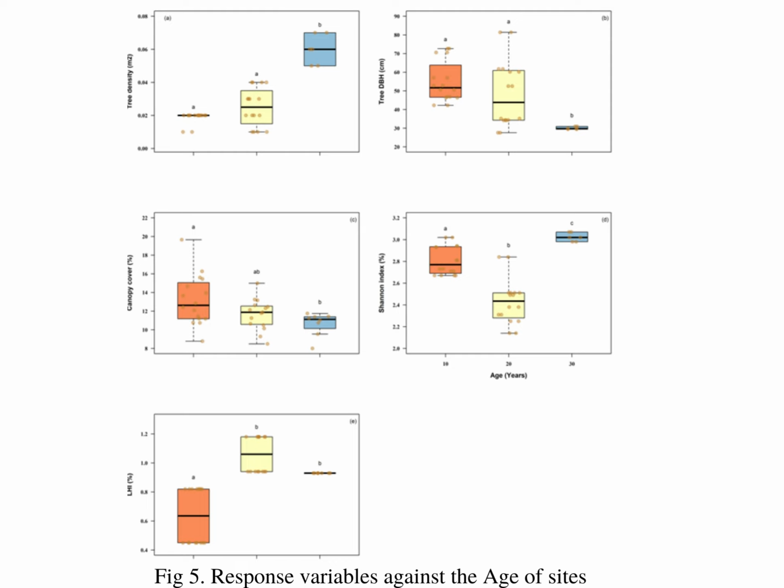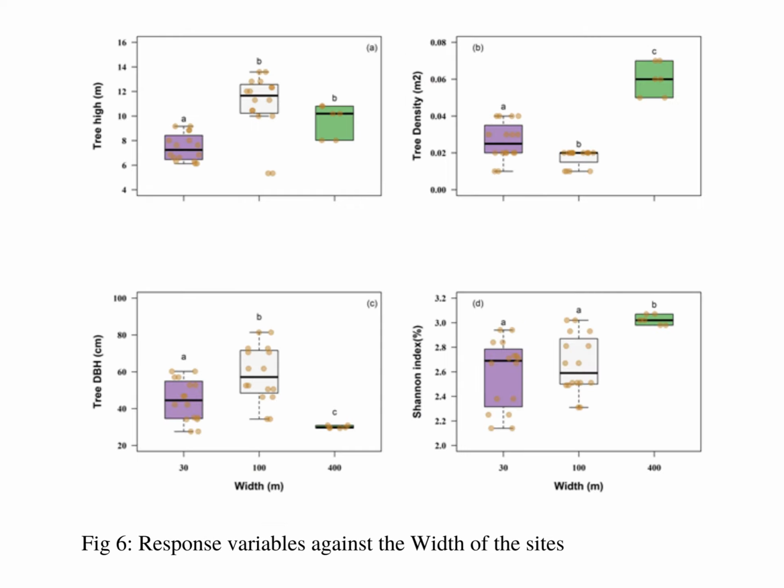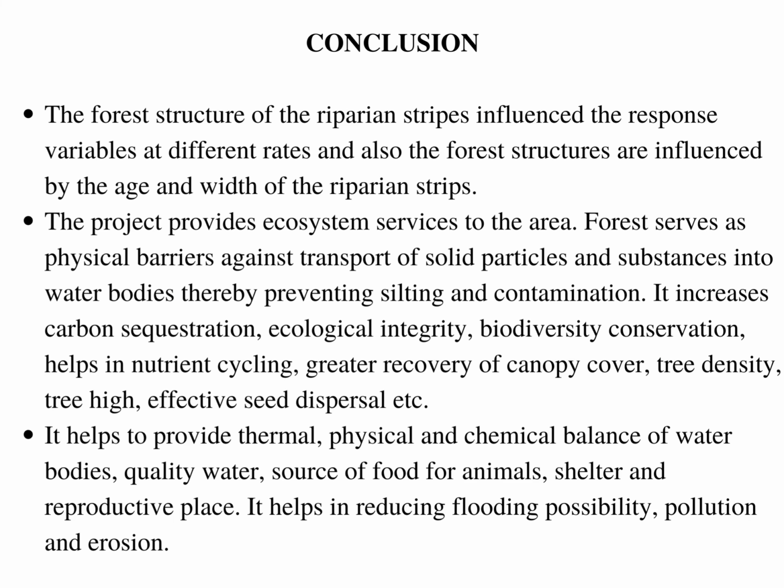The older areas produce the highest Shannon, and the highest landscape heterogeneity index was found in the areas with 20 years. The tree height in terms of the width shows that areas of higher width, 100 and 400, produce the highest tree height. In terms of the tree DBH, the oldest area with the highest width produces the highest DBH. The tree density was also recorded highest there, and also in the Shannon index, the areas with the highest width produce the highest Shannon index.